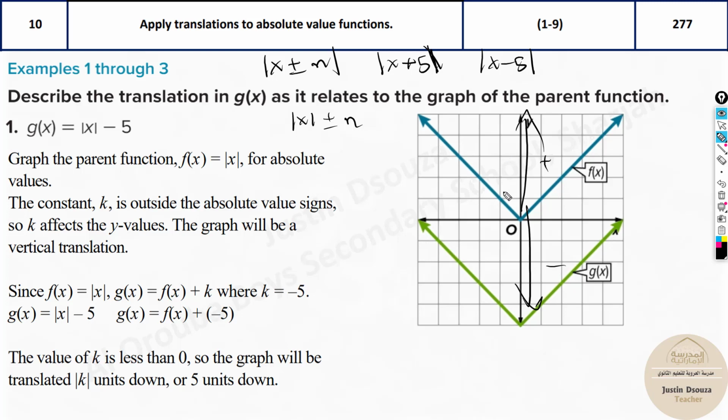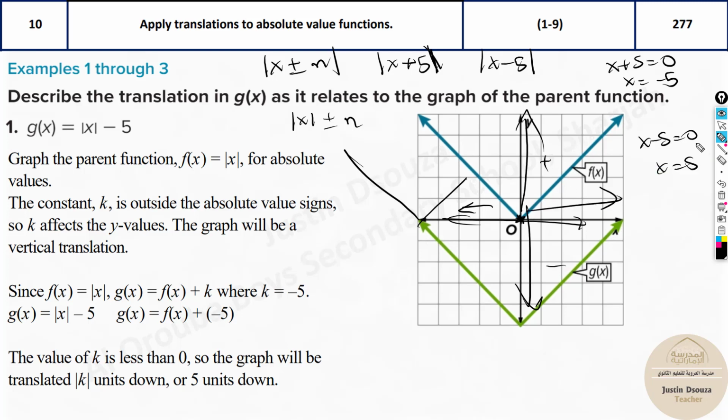In this case, the vertex moves left or right. Now, when is it left, when is it right? Whatever is inside must be equated to 0. x plus 5 equal to 0. What is the x value? Minus 5. So when it's x plus 5, it will actually be at minus 5. It will move towards the left. When it's x minus 5 equated to 0, x is equal to positive 5. So when it's x minus 5, it will move to the right. We will see this in a while.